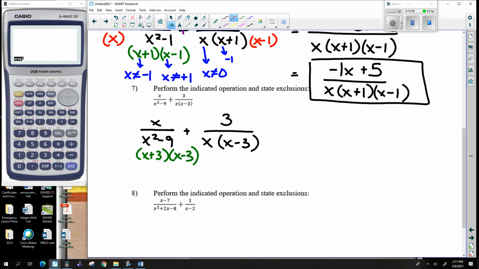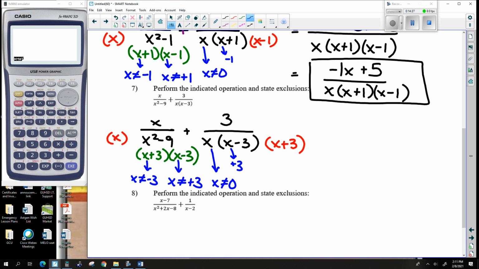All right, so the denominator is going to be a +3, -3, and an x. So this left-hand side needs an x, and this right-hand side needs a +3. Restrictions are -3, +3, 0, and then again, +3 again, which I already have.